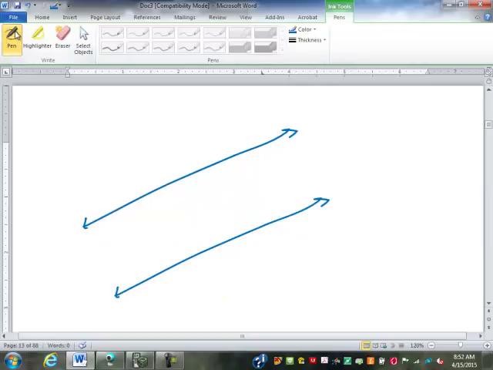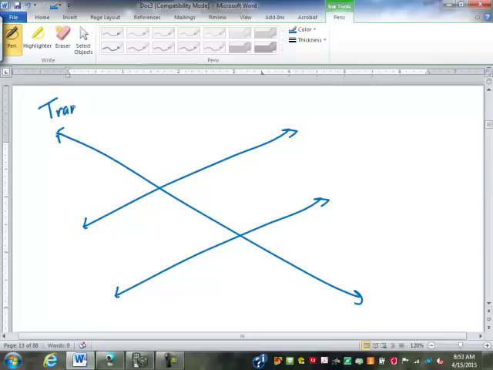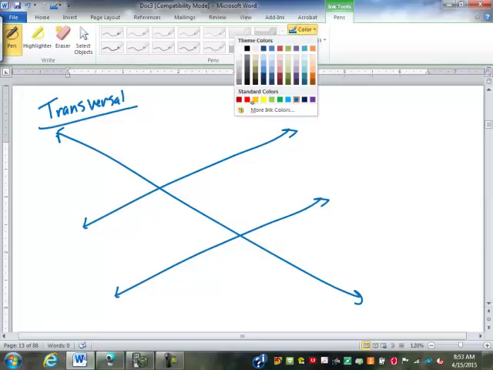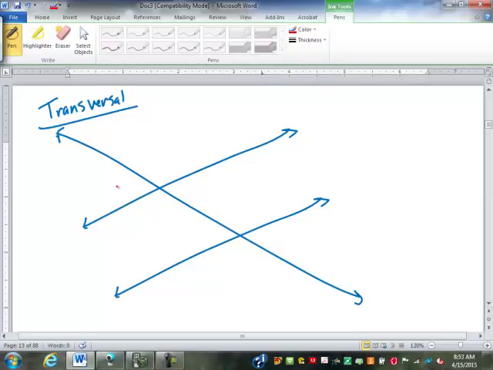So these two lines here are obviously parallel. I cut across those with another line. That other line is what we call a transversal. And I'm going to give you this angle right here of 67 degrees. Can I find this angle over here? 67. Why? They're vertical angles, right? How about this one up here?